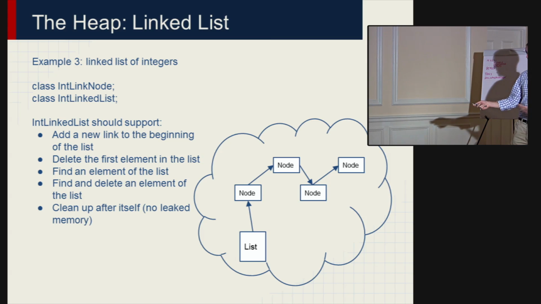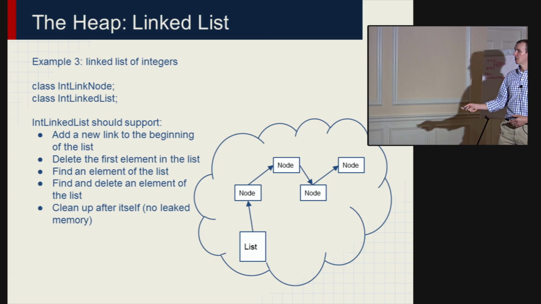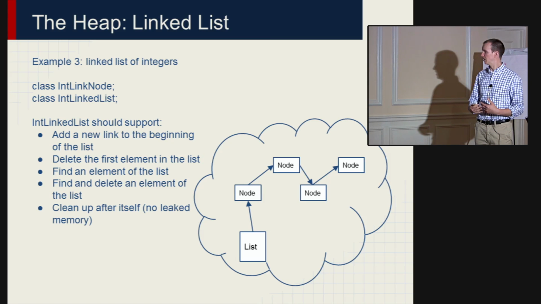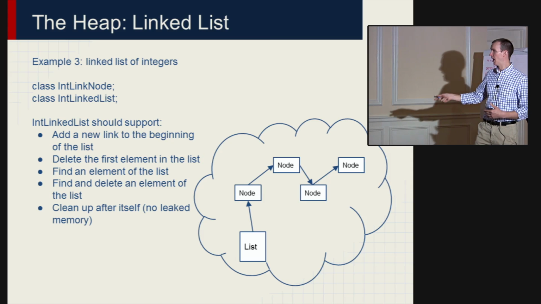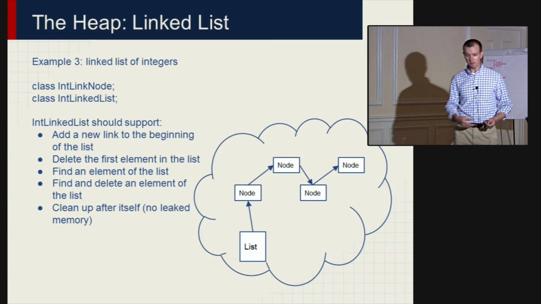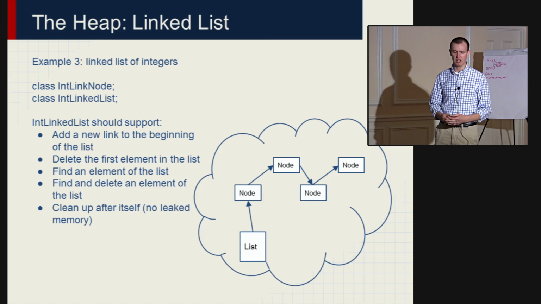You should be able to find a particular element of the list. You should be able to find and delete an element of a list. And then you should ask for the list to clean up after itself. So when it goes out of scope, when its destructor is invoked, it should go through and delete all of the memory that it's responsible for. Okay, so let's see how this would get implemented.